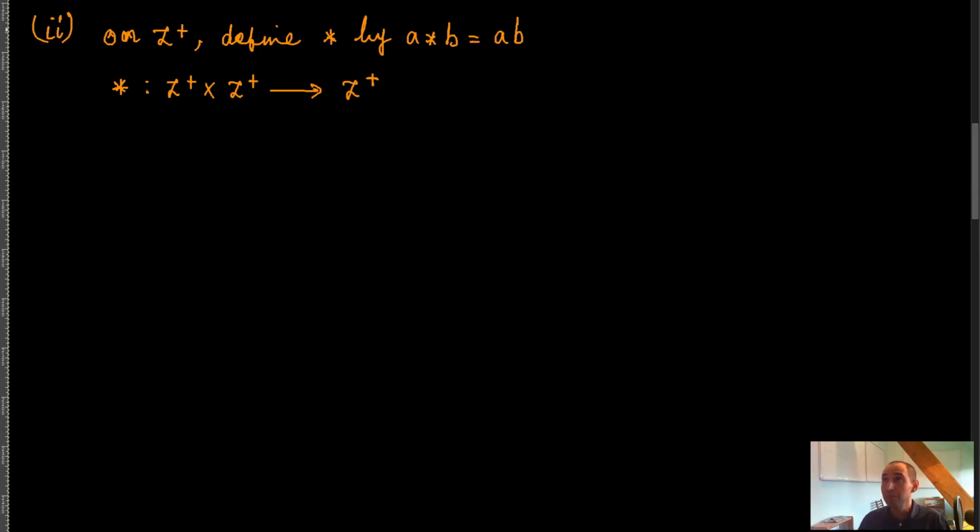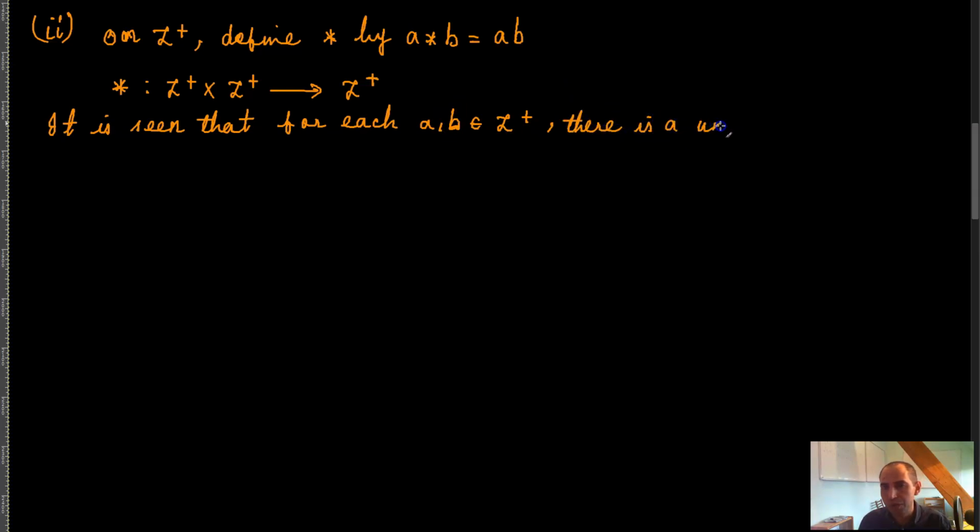And so basically star is a binary operation. Now, if you want to write this in a more organized way, you can say that, for example, it is seen that basically for each A and B belonging to Z plus, there is a unique element AB in Z plus.